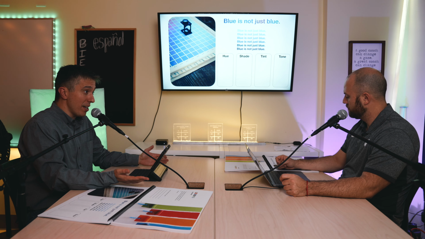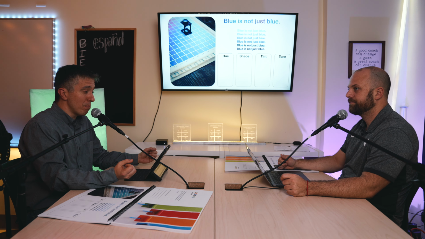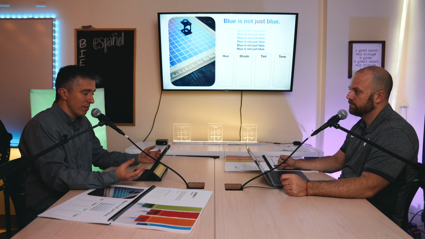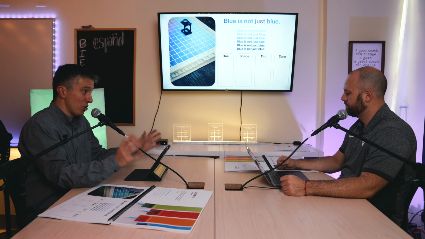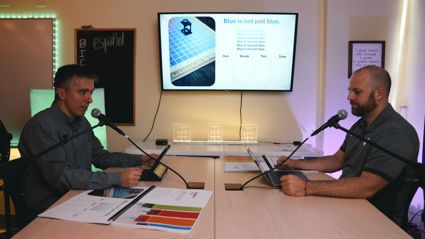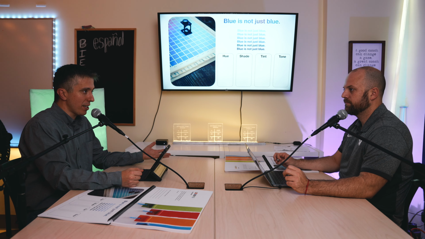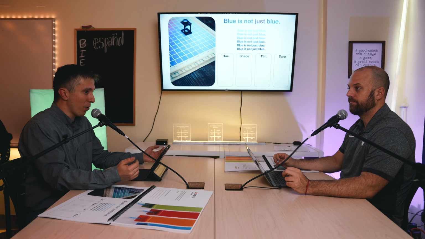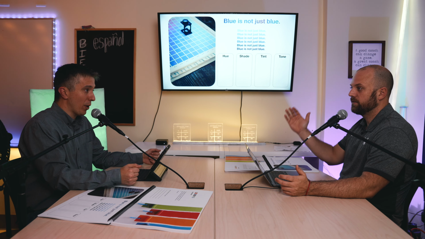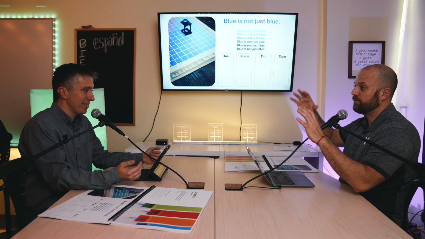So the easiest way you can think about this is hue is your base color. So red, blue, yellow, orange, purple. Gotcha. Hue, it's the base color, right? Shade is if you take your base color and add black to it. So therefore it makes it darker. Like the shade from a tree.